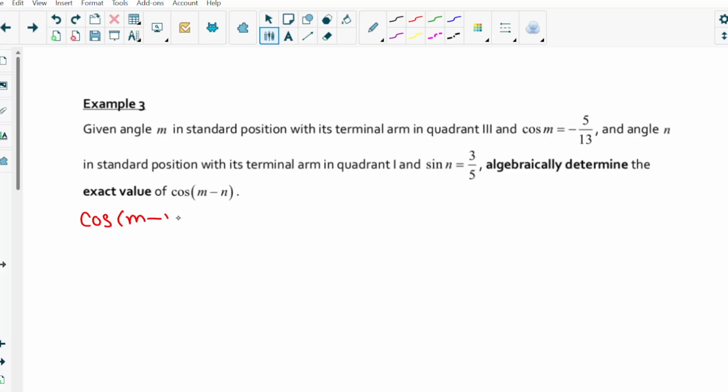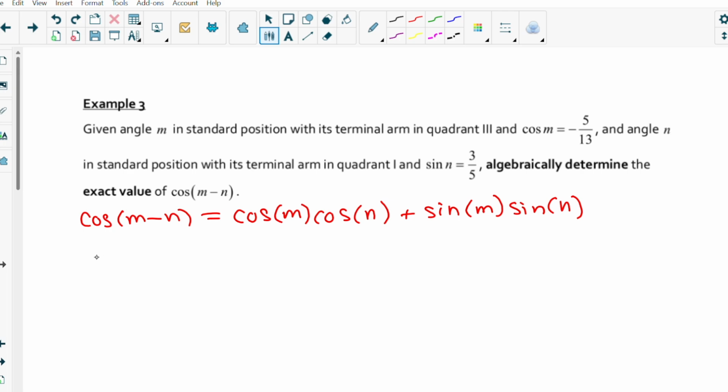So I know cosine of M minus N. Let's write out the difference identity for cosine of M minus N. Let me put some brackets around this because I've got lots of letters going on. Cosine of M cosine of N plus sine of M sine of N. Okay, and then I said cosine of M equals negative 5/13, and sine of N equals 3/5. Okay, so the goal here is I'm trying to algebraically determine these.